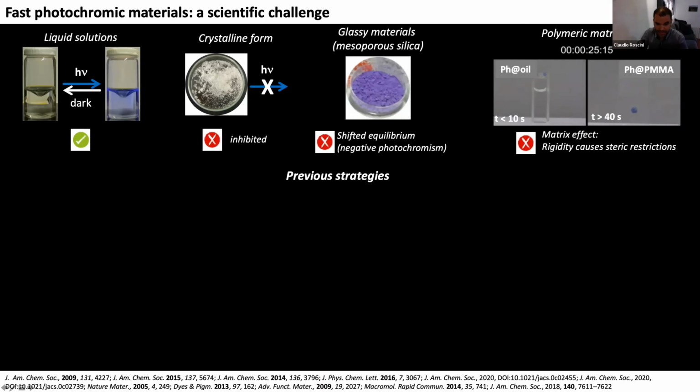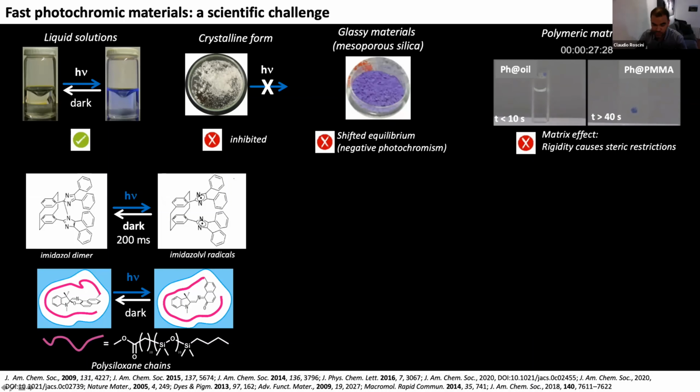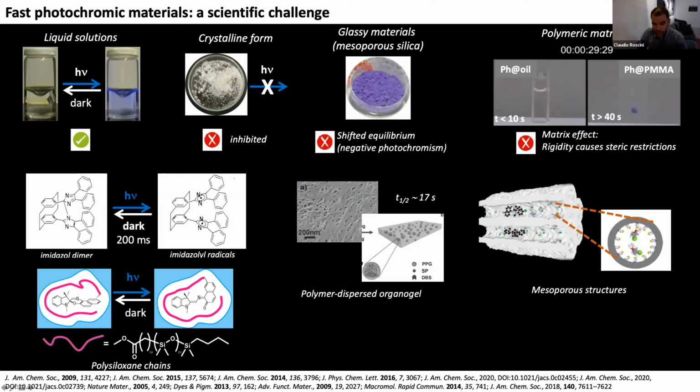In the past, several strategies have been developed to solve it. Some of them are based on making new molecules that change their structure during the isomerization, so the process can be fast also in a rigid environment, by adding soft functionalities around the molecule, or dissolving the molecule in a softer medium, or even in a structure where you have a void inside, so the photochrome has a free space to isomerize.